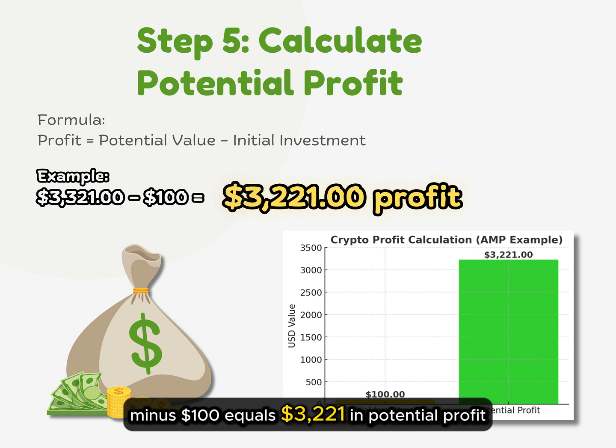Step 5. Subtract your initial investment from the potential value to determine potential profit. $3,321 minus $100 equals $3,221 in potential profit before fees and taxes.